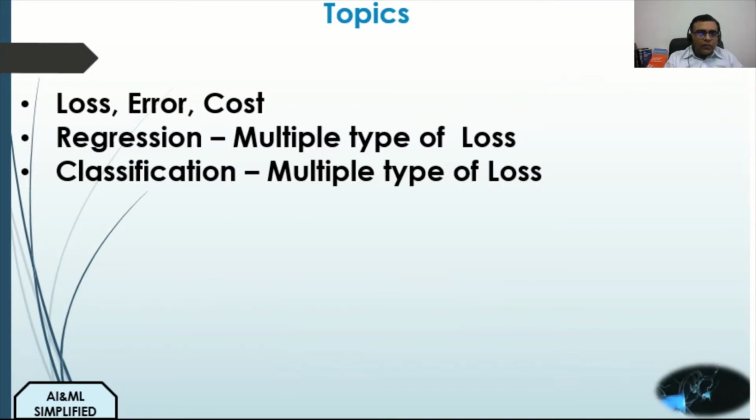In this video, we will cover the meaning of loss, error, and cost, typically used in the training of neural networks. We will also understand different types of losses for classification and regression.